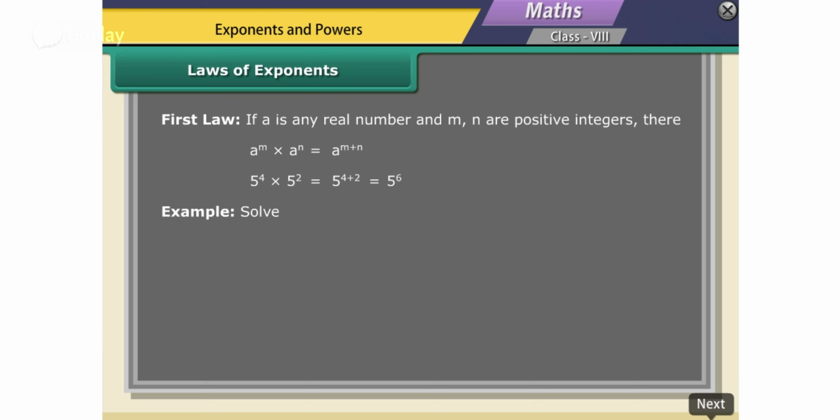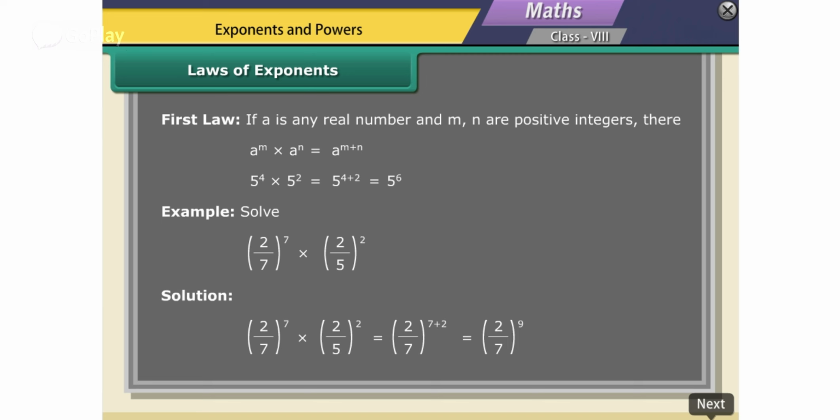Example: solve (2 upon 7)^7 × (2 upon 5)^2. Solution: (2 upon 7)^7 × (2 upon 5)^2 is equal to (2 upon 7)^(7+2), which is equal to (2 upon 7)^9.